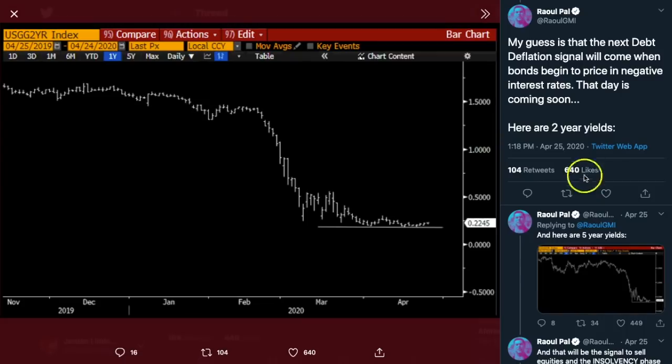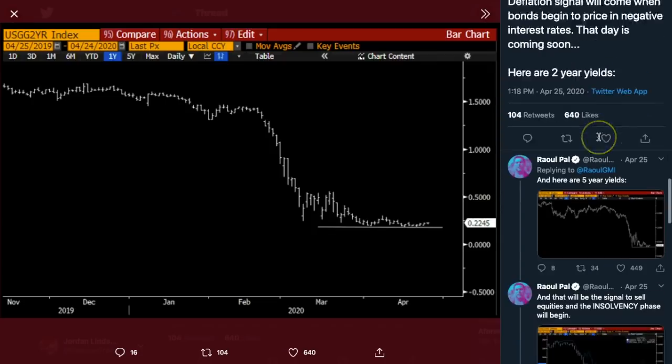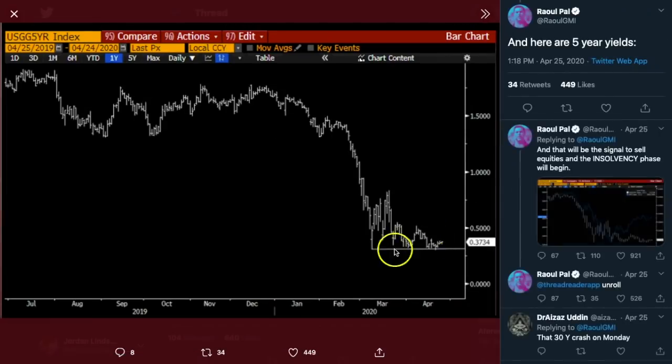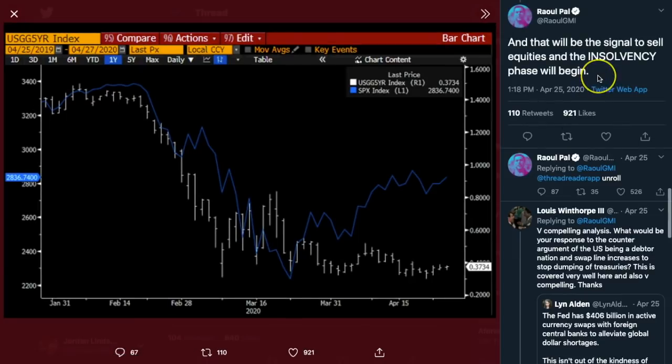However, Raul goes on. He says, "My guess is that the next debt deflation signal will come when bonds begin to price in negative interest rates. That day is coming soon. Will it be this week when the FOMC meets?" He goes on to look at 5-year yields. Here you could see them getting close to breaking down, and that will be the signal. This is the portion that you need to be concerned with for those who are equity minded. That will be the signal to sell equities, and the insolvency phase will begin.